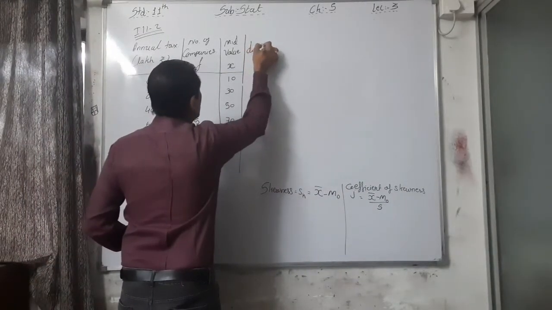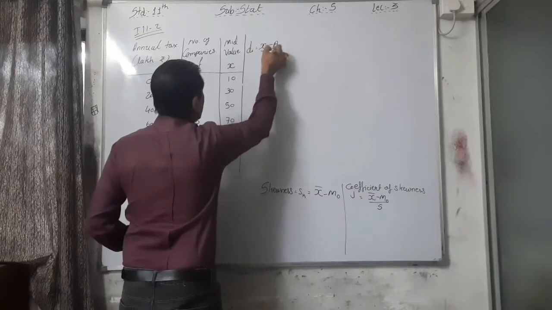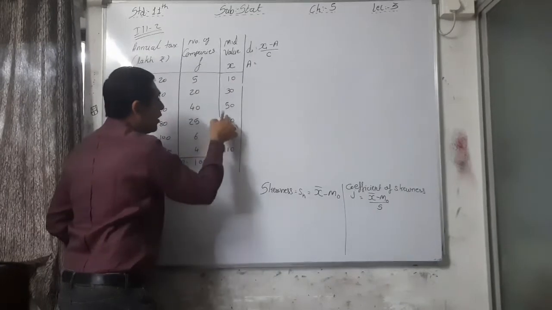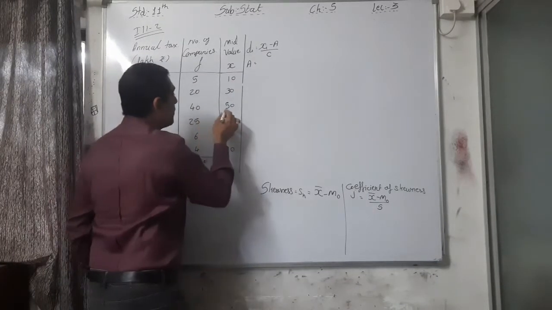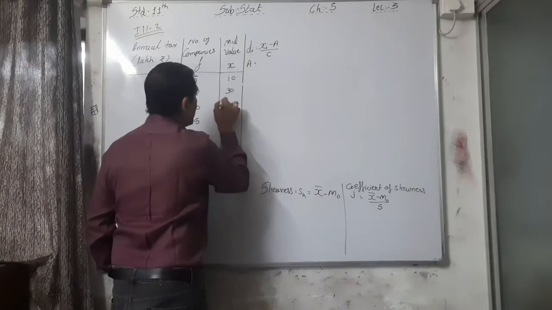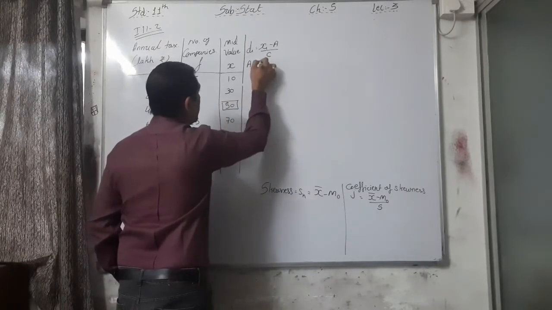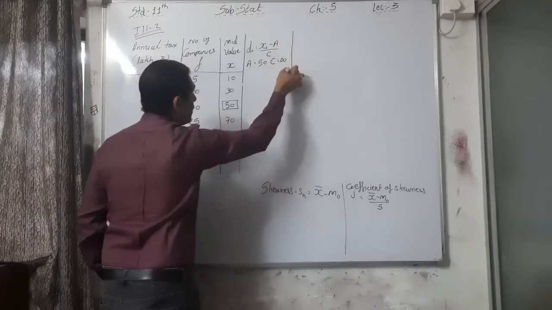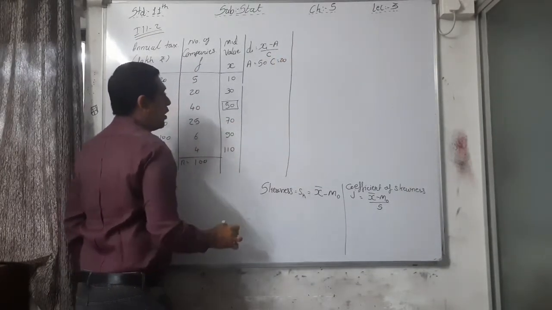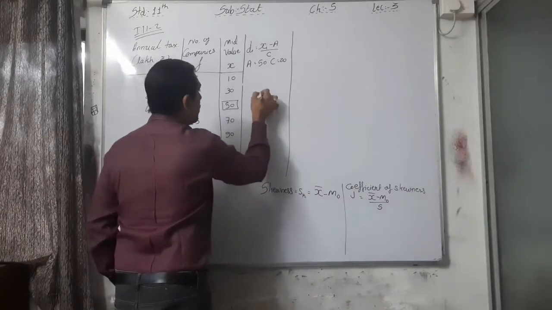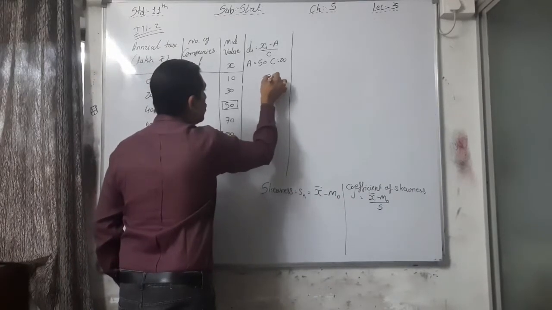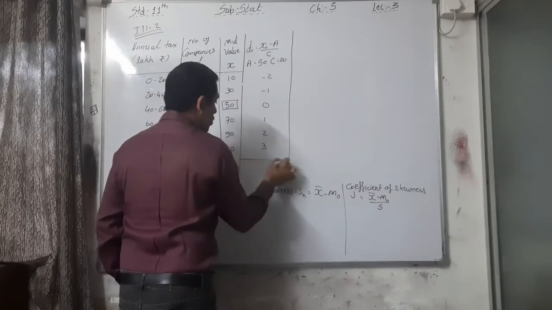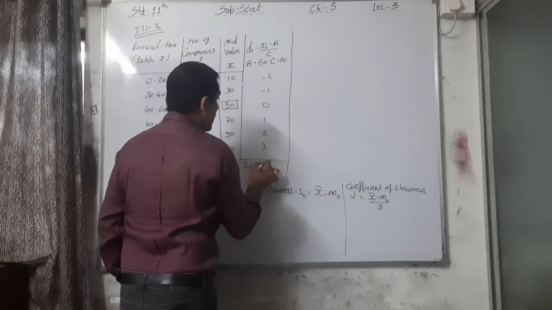Di is equal to xi minus A upon C. What is A? The middle one. Here the middle one is 50 or 70. I am taking 50 as the assumed mean. And C, the class length, is equal to 20. So here you get minus 2, minus 1, 0, 1, 2 and 3. The total of sigma d is equal to 3.